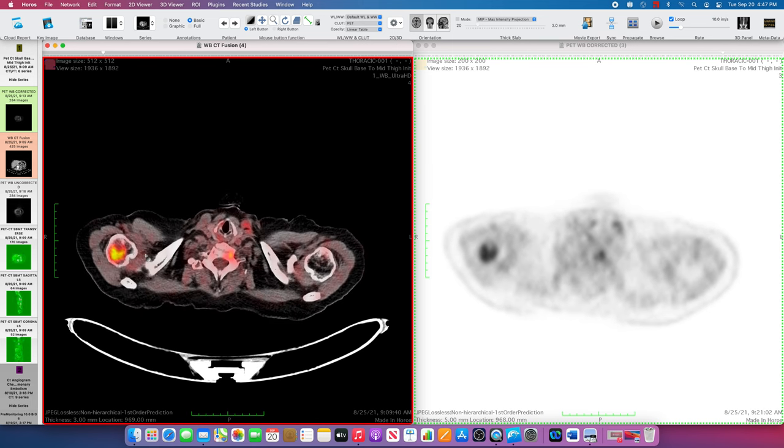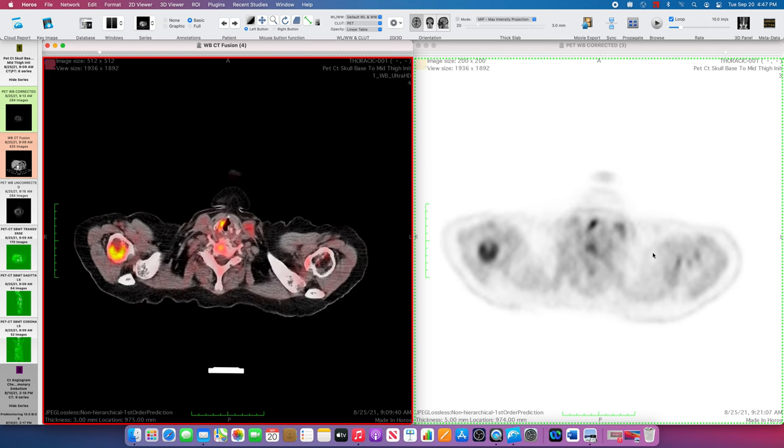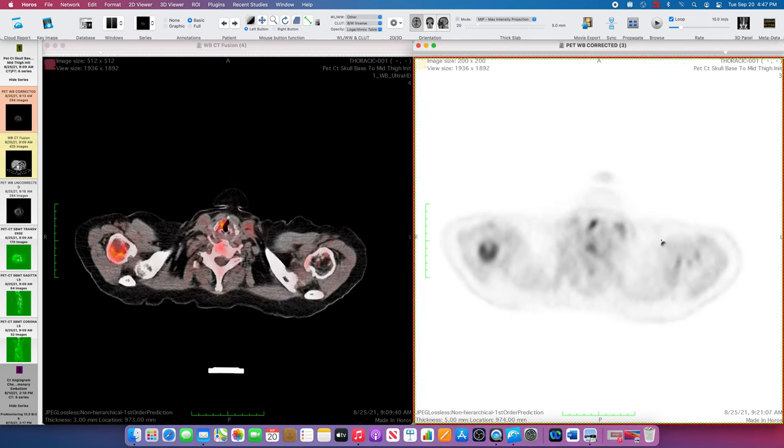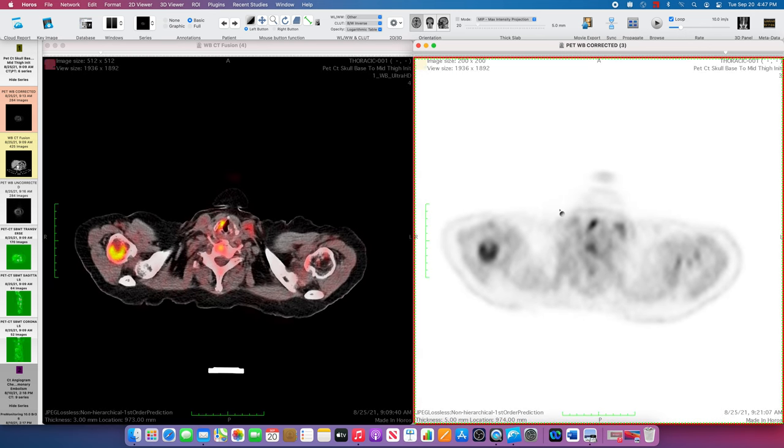And actually, if you look at the bone density in the background, so if I essentially take away this PET image, you can see that the density of the bone in that area is also increased, indicating a bony metastasis.